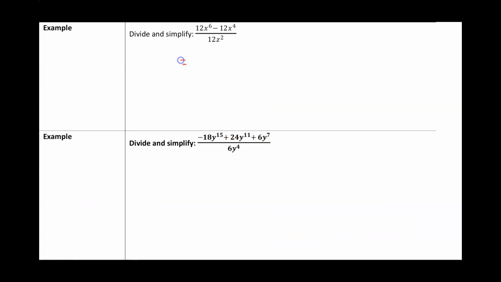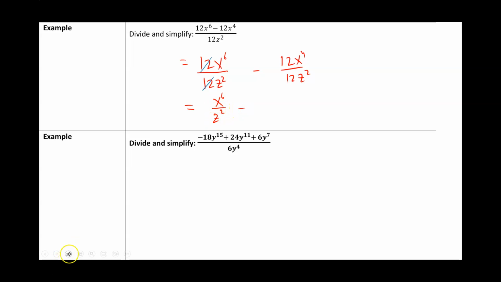Okay, next one, we have 12x to the 6th divided by 12z squared. And then you have minus 12x to the 4th divided by 12z squared. So this one's kind of a trick question because notice we have different variables. If you have different variables, we cannot divide. So we cross those out and we have x to the 6th over z squared. Sometimes students make a mistake and they subtract the exponents, which we cannot do because we have different bases.